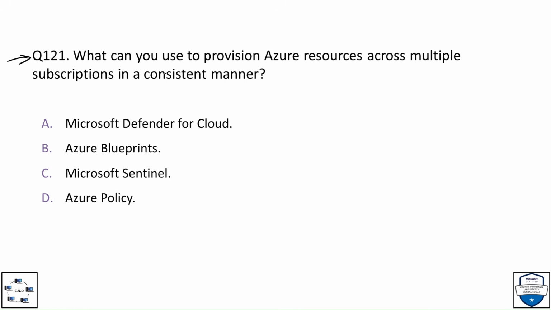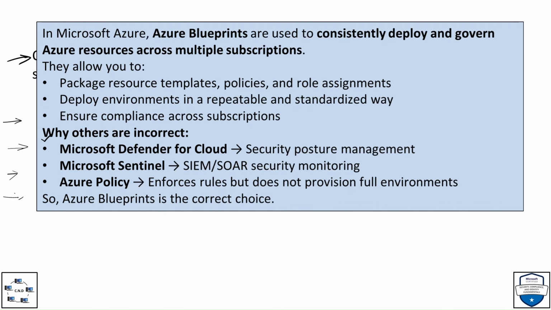Question number 121. What can you use to provision Azure resources across multiple subscriptions in a consistent manner? Option A, Microsoft Defender for Cloud. Option B, Azure Blueprints. Option C, Microsoft Sentinel. And option D, Azure Policy. And the correct option is option B, Azure Blueprints.